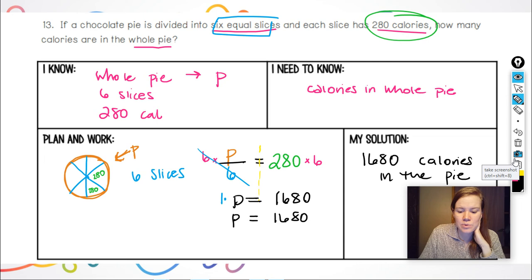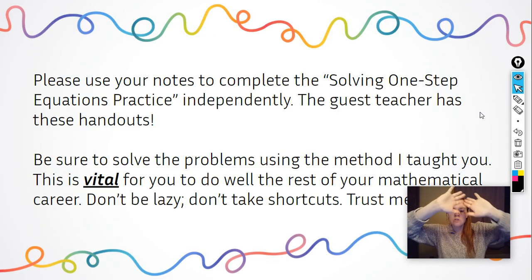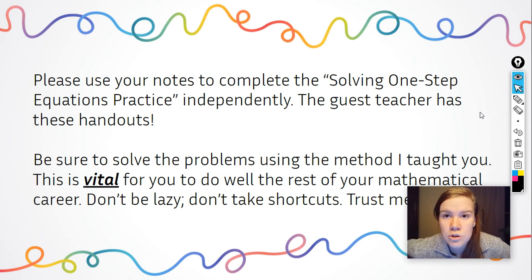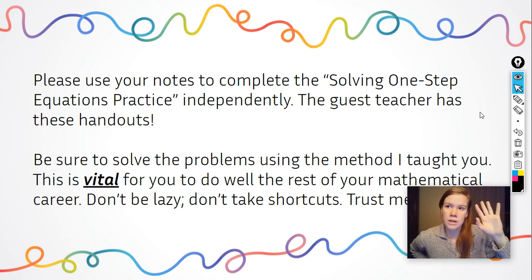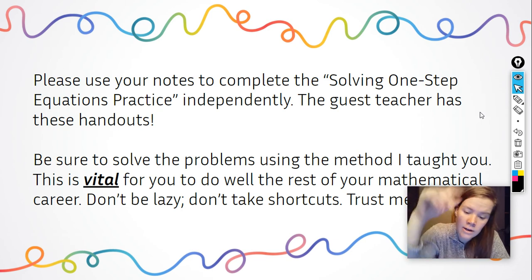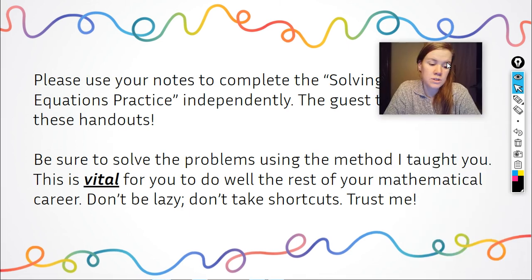Okay, that's the end of our lesson today. So now you guys are going to practice on a little worksheet. So you're going to use the notes that we just took. You just had a lot of problems that show you how to undo multiplying, dividing, adding, subtracting one-step equations. And the guest teacher has the handouts for you. So when you're done with this video, you need to walk your little body on up there and ask them for the worksheet.